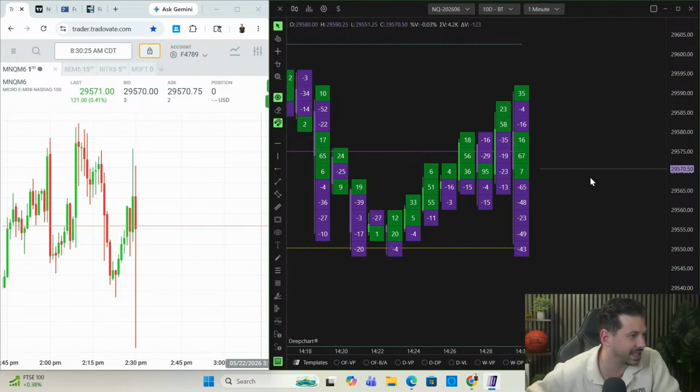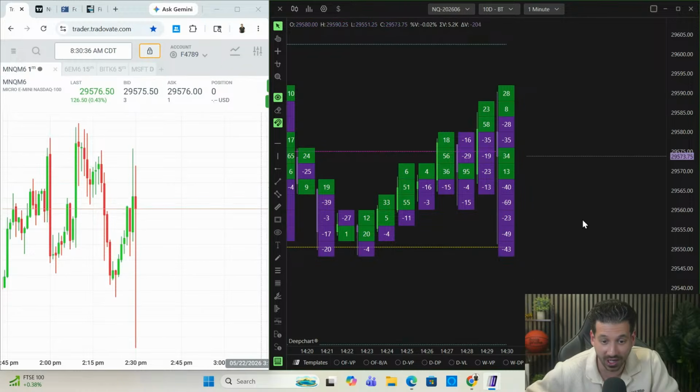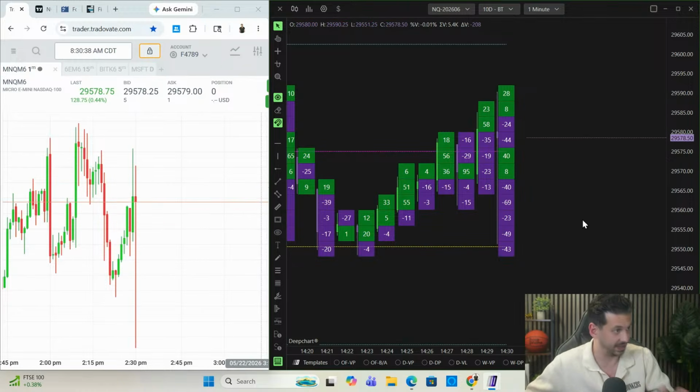I've configured it to be similar to how my TradingView charts are, just the delta, nothing else. And what I've already noticed right off the bat is it's a lot quicker. It's running a lot quicker than TradingView.